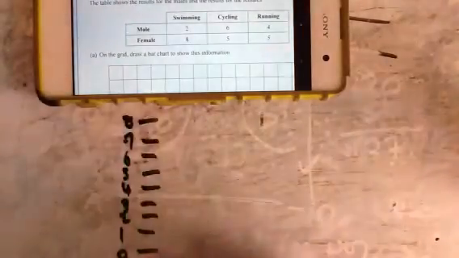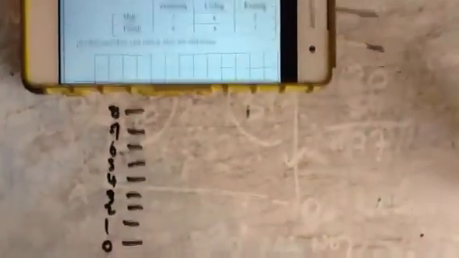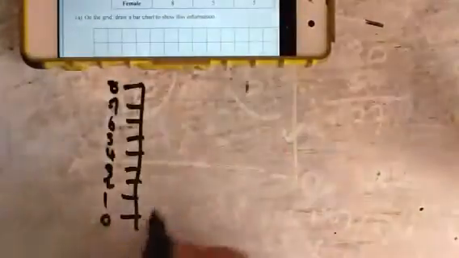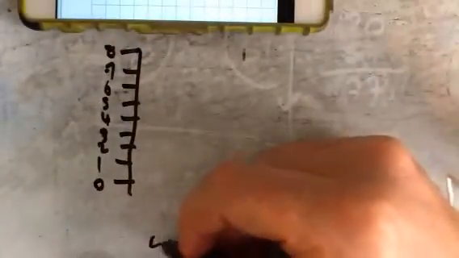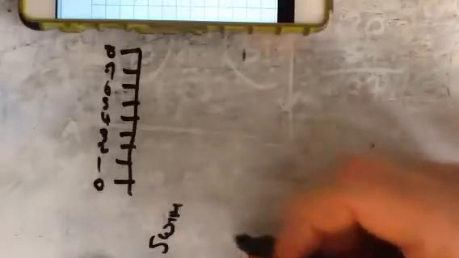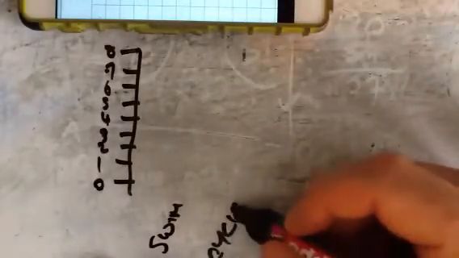So then I need bars going across. Now it doesn't matter which way you do it. It's going to be a compound bar chart. So I'm going to put swim. I'm going to put cycle. I'm going to put running.